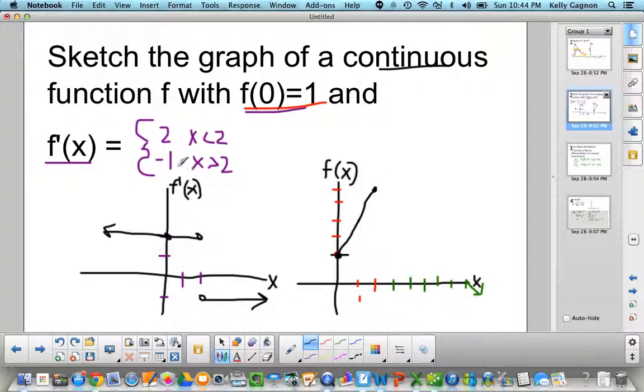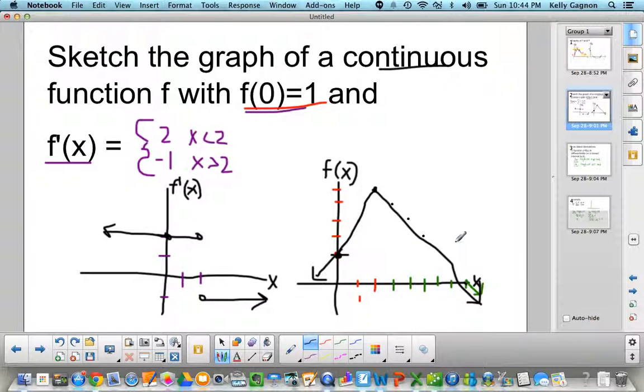Now I need to have a slope of -1. So if I have a slope of -1, I'm going to go down 1, right 1, down 1, right 1, down 1, right 1, and eventually it's going to come down to here. I'm going to have a graph that's going to go something like that. And this graph would then continue here because it doesn't just stop at this point.